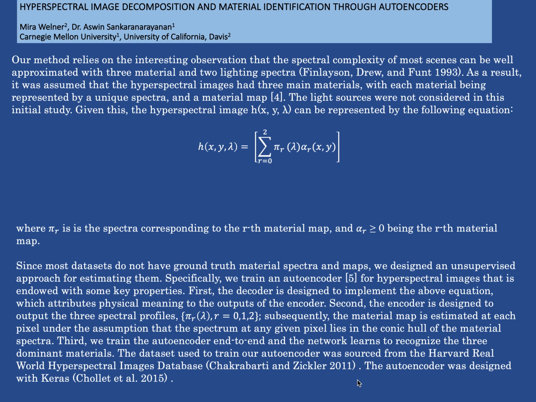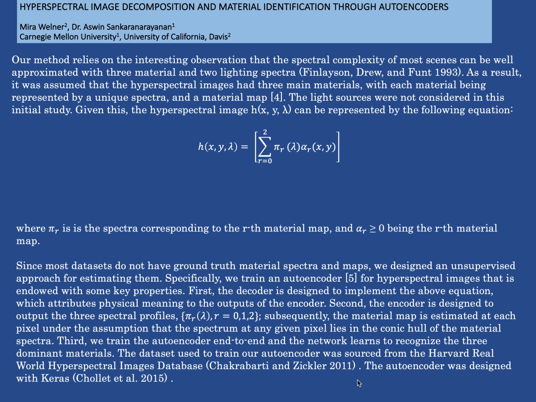The reason why this is able to work is because of some past research that indicates that the vast majority of images and scenes on Earth have three primary component materials and two light sources. And if not, they can be fairly accurately represented by three materials and two light sources. For this initial study, we didn't use light sources, but we assumed that each of the hyperspectral images had three primary materials. So that's three spectra.